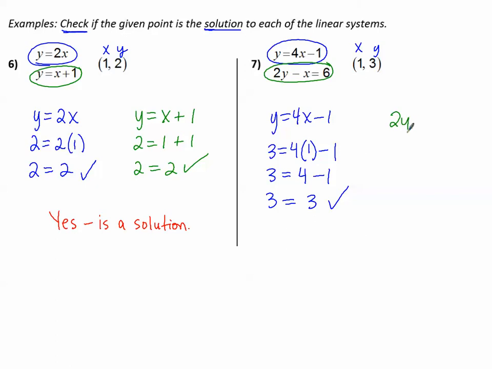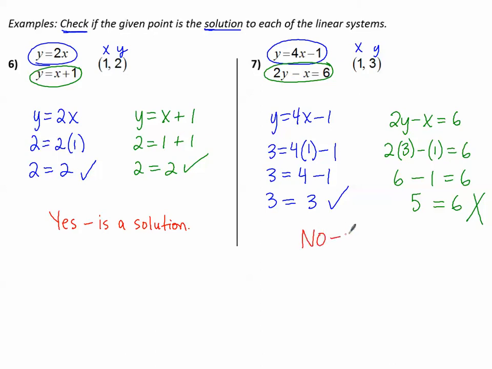Let's see. 2y minus x equals 6. So 2 times the y is 3 minus the x is 1 equals 6. 2 times 3 is 6, and 6 minus 1 is 5. Does 5 equal 6? No, it doesn't. So even though the point satisfied the first equation, because it doesn't satisfy the second equation, we must say no, not a solution.